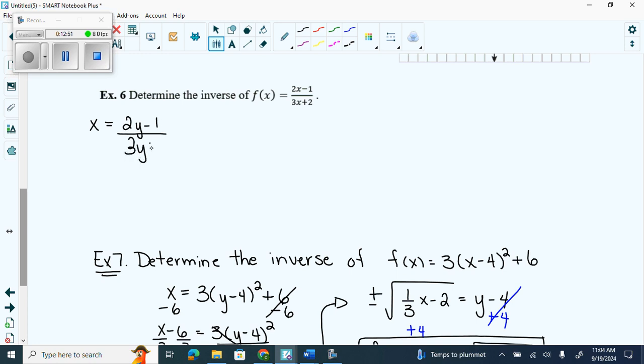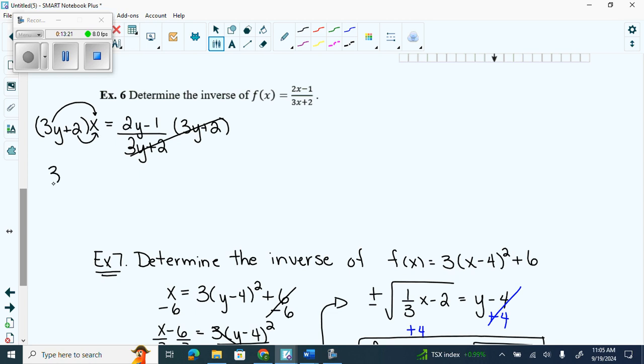3y plus 2. I really didn't want to write a 3. Okay. So then I said your next hint would be to take that denominator and bring it up and distribute it into the x. Because as of right now, you can't do anything because you need to get a y by itself. So we're going to multiply by 3y plus 2. And then if I bring the x down, I'm still no better. So you actually have to distribute into the x.